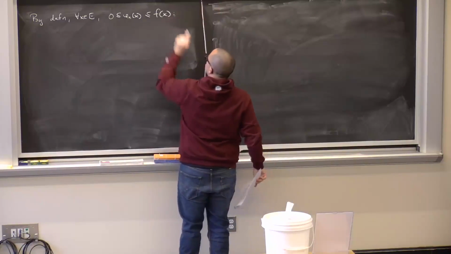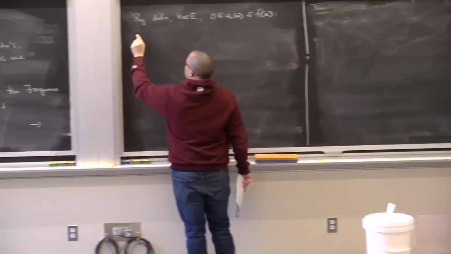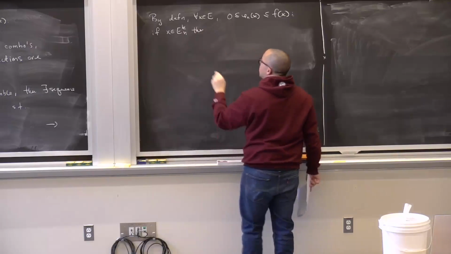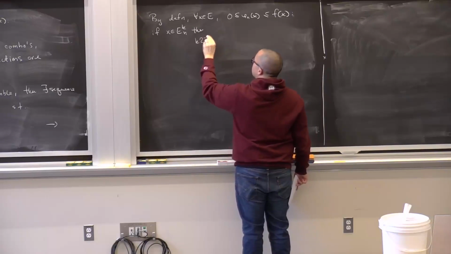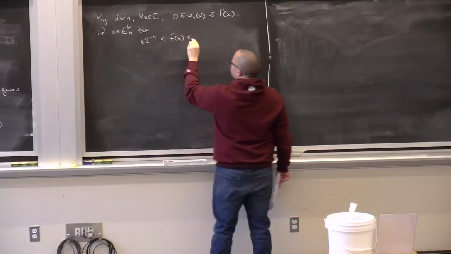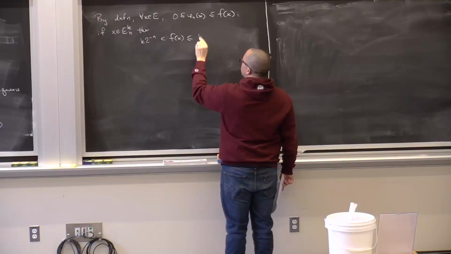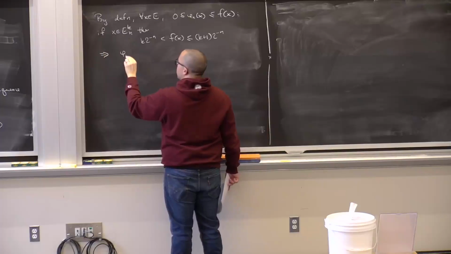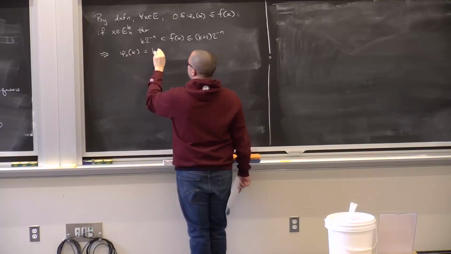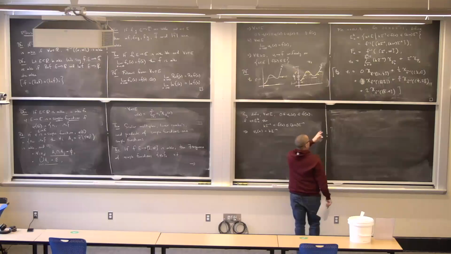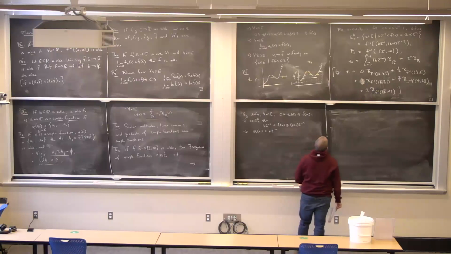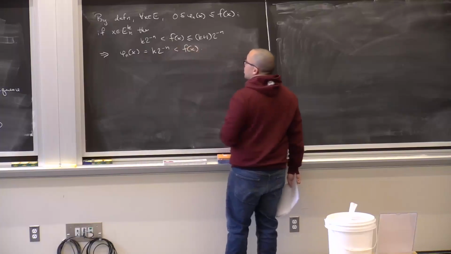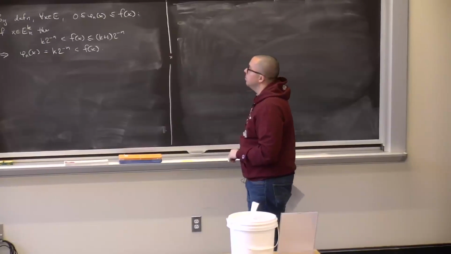In fact, I'll give the brief argument here. If x is in E_kn, then by definition this means that k times 2 to the minus n is less than f of x, which is less than or equal to k plus 1 times 2 to the minus n, which implies that phi n of x, which is by definition k times 2 to the minus n, just again by how we've defined the phi sub n's, is less than f of x.